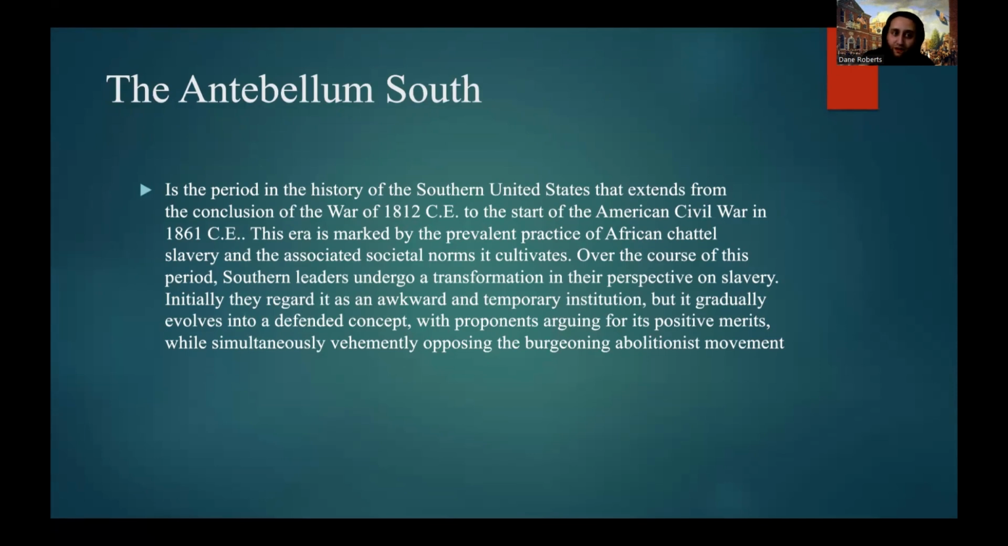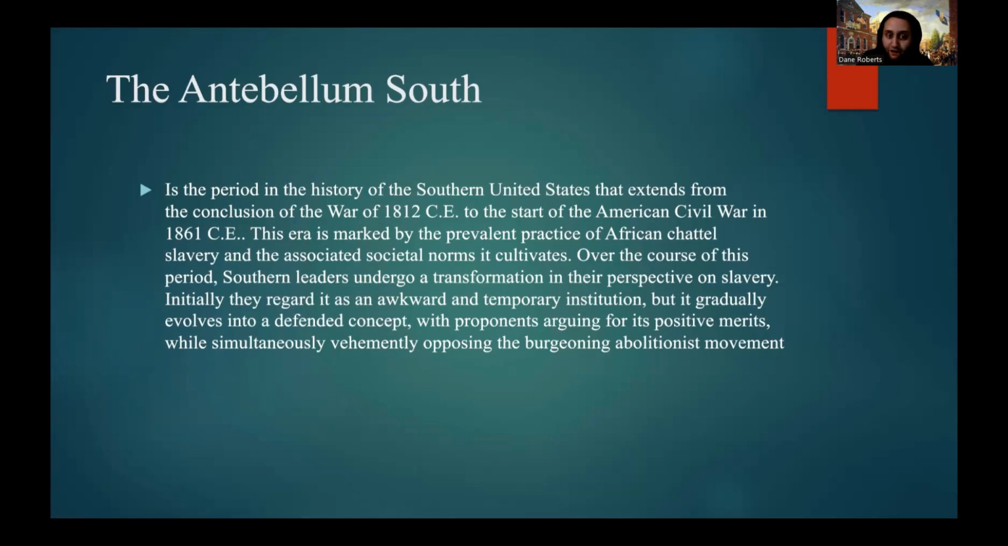What this was, was a period in the history of the southern United States that extended from the conclusion of the War of 1812 CE to the start of the American Civil War, with this era being marked by the prevalent practice of African chattel slavery and the associated societal norms that it cultivated.